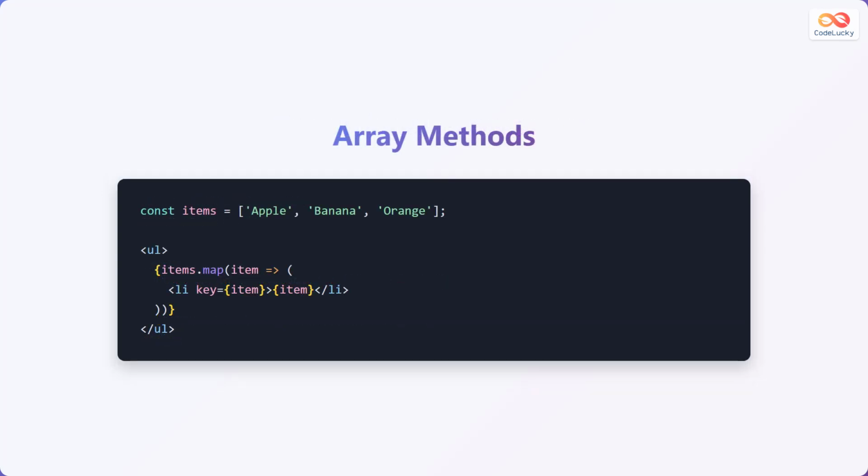Array methods can also be used in JSX expressions. We declare a variable called items and assign an array of strings such as apple, banana, and orange. Inside the unordered list tag, the items array is being mapped over to return list items. Each list item has a key attribute that's assigned the item, and the value that is displayed is also the item.